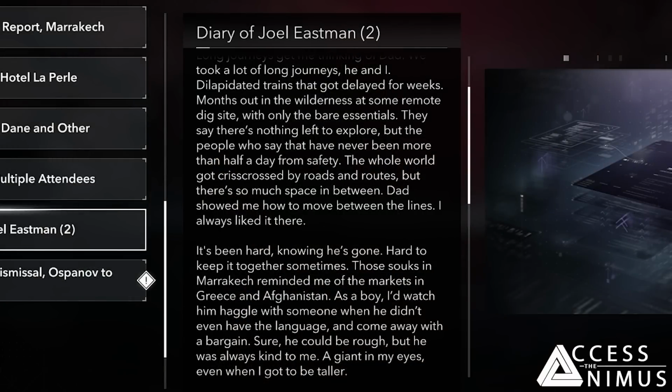Joel says that despite what most believe, there is a whole lot to explore in the world yet. That's what his dad taught him. He taught him to move between the lines, which is very assassiny if you ask me.